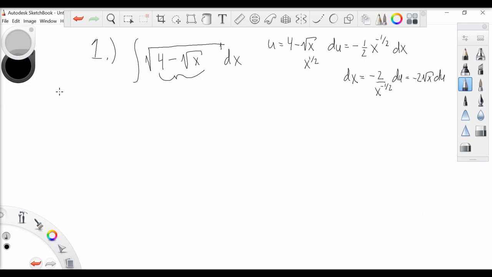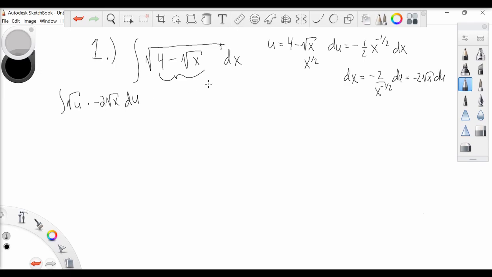So going back to our integral, we simply have the integral of the square root of u times minus 2 root x du.